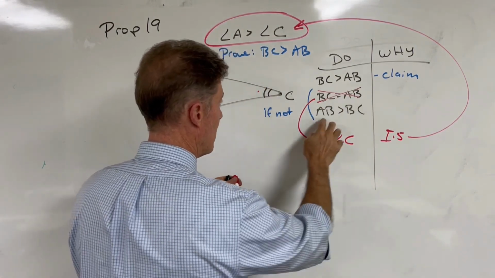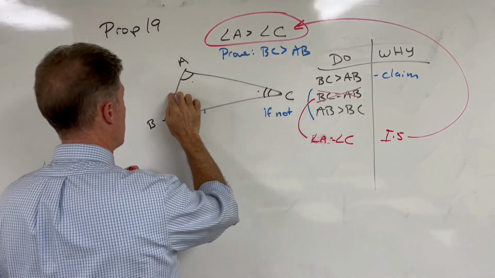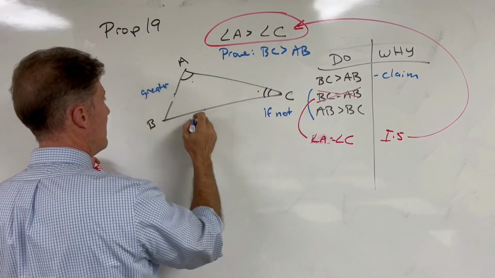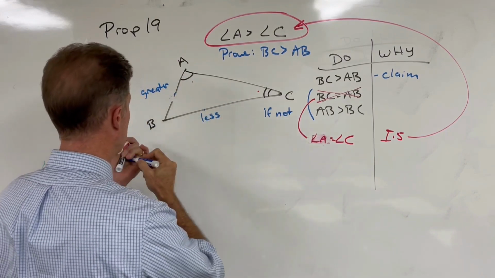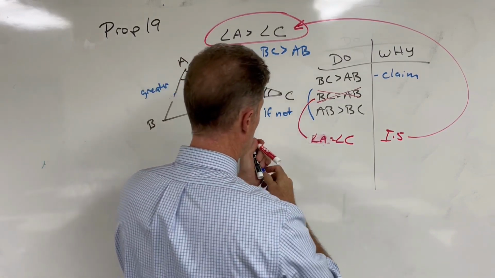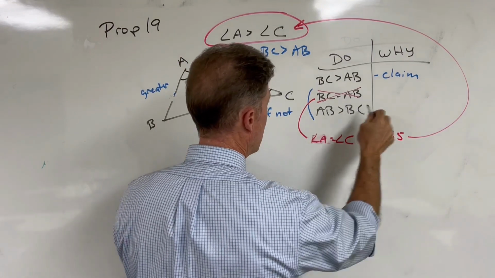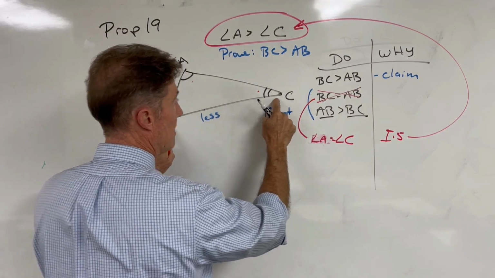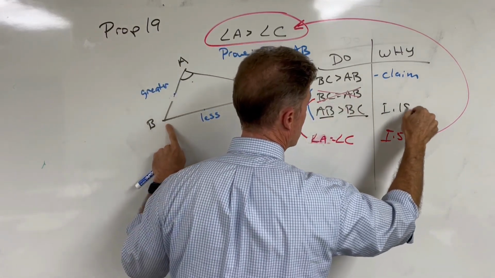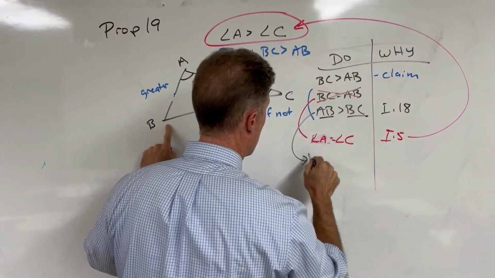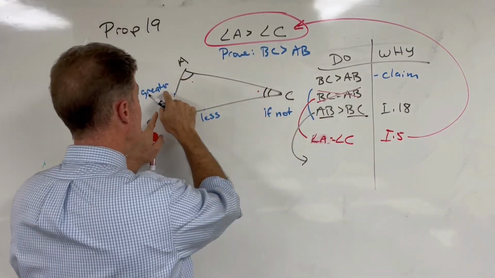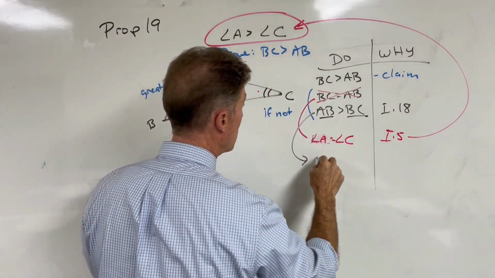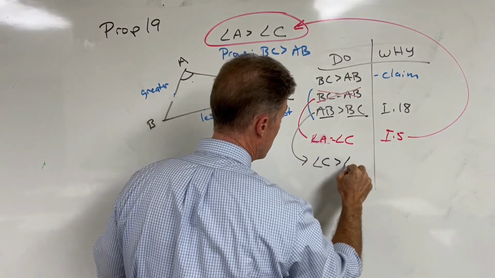What about our other possibility? That AB is greater. So this line is greater than this line, and this line is less. Well, the problem with that is that if AB is greater than AC, then according to Book 1, Proposition 18, the greater side is subtended by the greater angle. So if this is the greater side, it's subtended by the greater angle. This would mean angle C is larger than angle A.